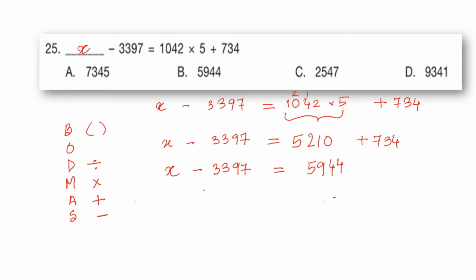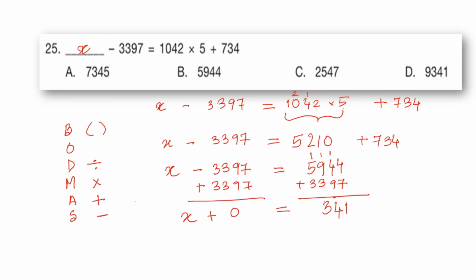Now to get the value of x, we need to do the same thing on both sides of the equation. That is, I am adding 3397. So this makes it 0. So I have x plus 0 is equal to, let's see what is this answer. 7 plus 4 is 11, 1 carry 1, 9 plus 1, 10 plus 4 is 14, 4 carry 1, 9 plus 1, 10 plus 3, 13, 3 carry 1, 5 plus 1, 6 plus 3, 9. So x is equal to 9341, which is option D.